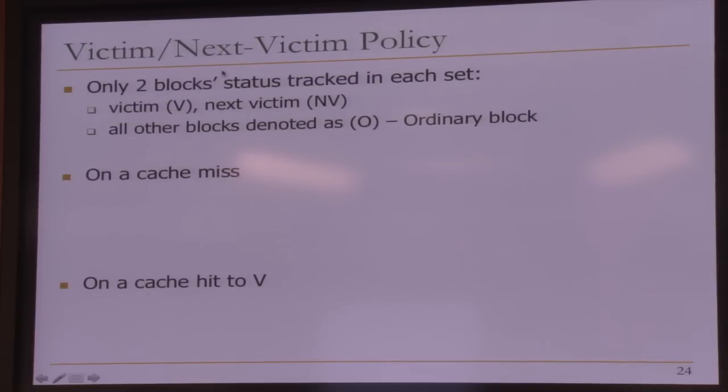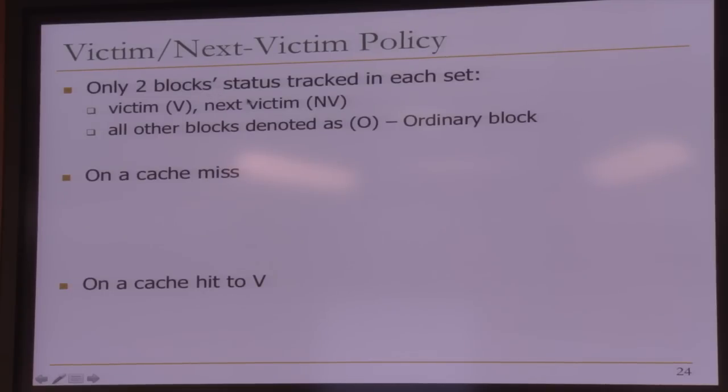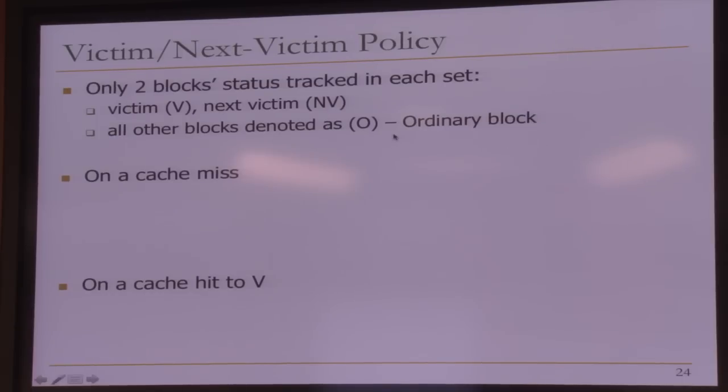Another policy that's implemented is the victim next victim policy. Again, the goal over here is to get good performance at very low complexity, hopefully, without implementing true LRU. Here, the policy keeps track of only two block statuses within each set. So your set could be 64-way associative or 16-way associative, but you keep track of only two things: the victim, what is to be evicted next, and the next victim, what is to be evicted after that. All other blocks are denoted as ordinary blocks. What you need is log n bits to designate the victim and log n bits to designate the next victim, where n is your associativity. So it's really 2 log n.